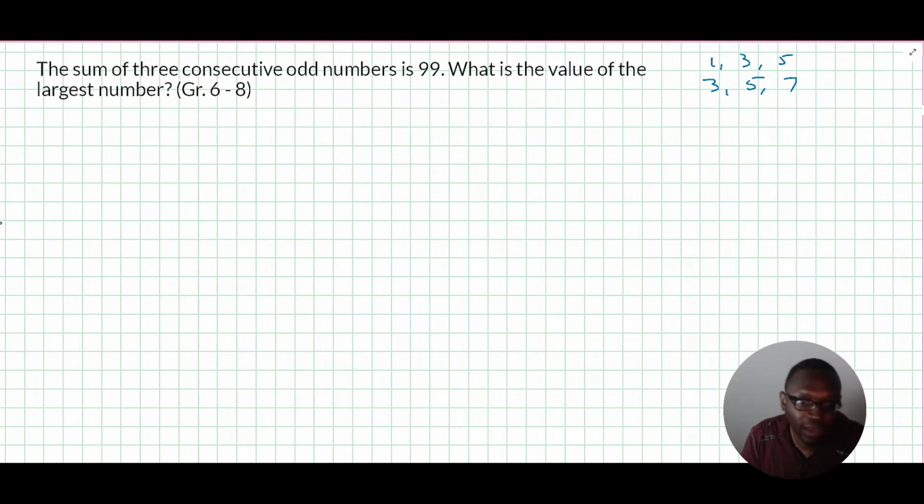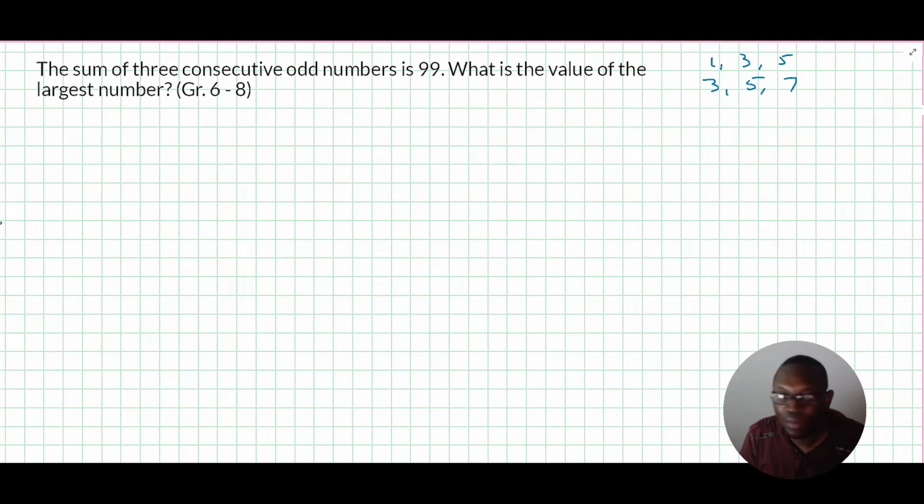All right. Anyone trying this out? Any answers yet? So the sum of 3 consecutive odd numbers is 99. What is the value of the largest number? Wonderful, I got an answer already. So let's see if we get one more answer and then we'll go ahead and walk through this together. Okay, I'm not getting any other answers.